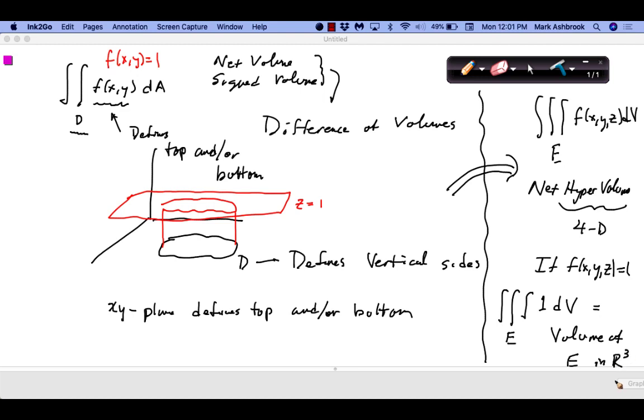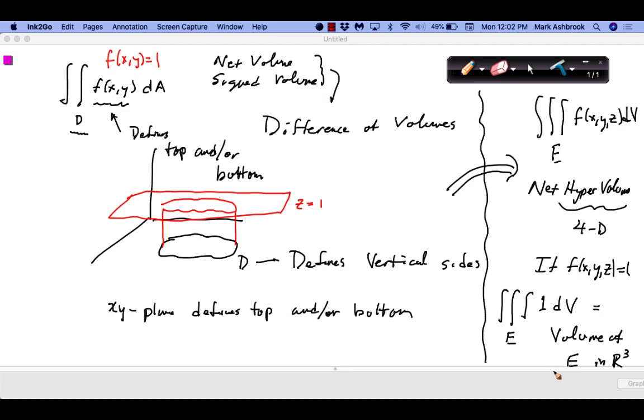Okay, so do you see how everything is the analogy of R3 to R2, you're just stepping everything up one dimension? So if we integrate 1, that's going to get the size of the thing we're integrating over. In this case, the area of D. In this case, the volume of E. Okay, any questions on that?